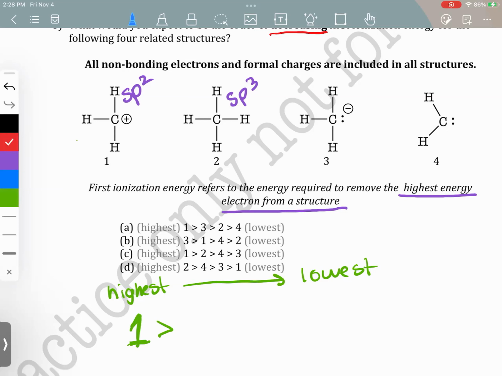I can eliminate answer choices B and D. Okay. So since 1 is the highest, sp3 has weaker CH bonds, so it will take a lesser amount of energy to take away electrons from this sp3 hybridized carbon. So 2 comes after 1.